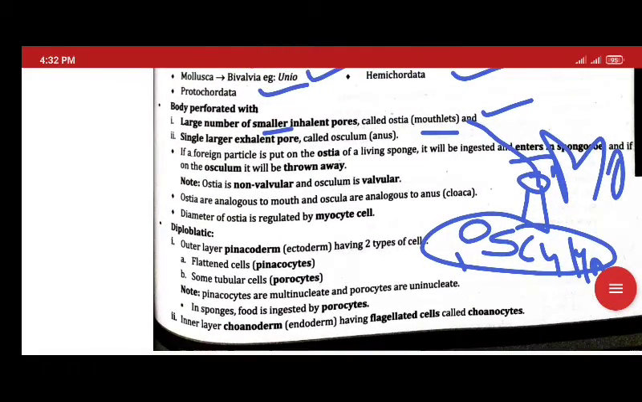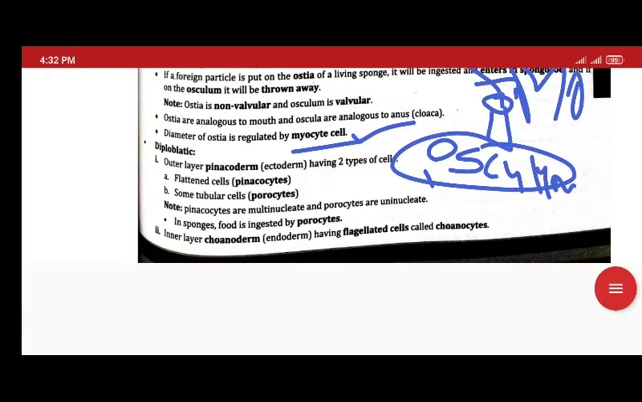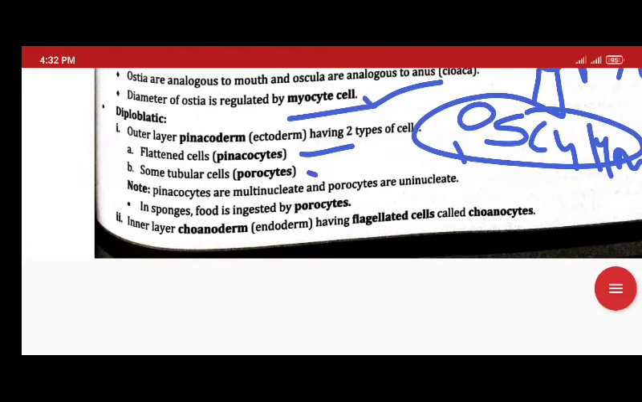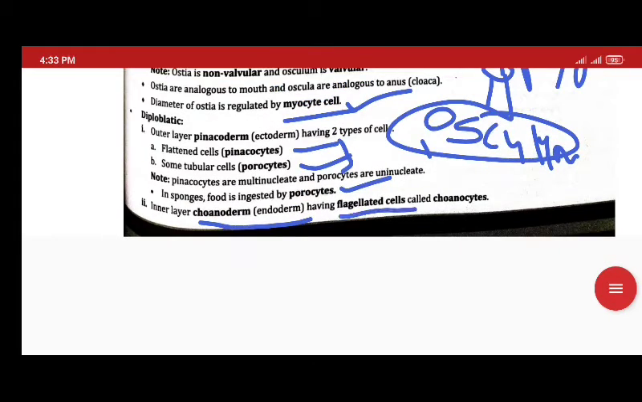Now we also have the myocyte cell. The pore is regulated by myocyte cells. It is diploblastic, by the way, with ectoderm and endoderm only, no mesoderm. The flattened cell is the pinacocyte, and a tubular cell is the porocyte here. Inner is endoderm that contains choanoderm. Outer is pinacoderm, and pinacoderm contains two types of cell, pinacocyte and porocyte. The inner choanoderm has flagellated cells.